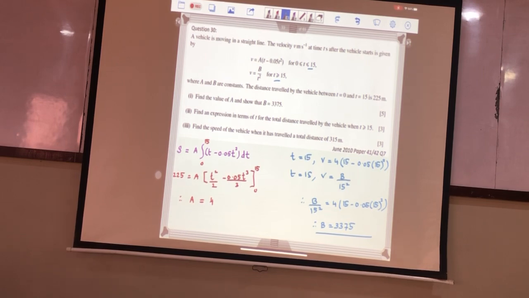And how do you find B? Using the concept that at 15 seconds, whether you obtain velocity from the first or the second equation, it will be the same.